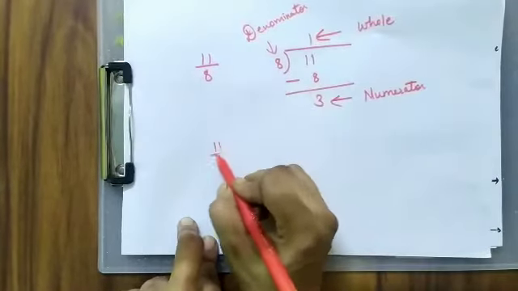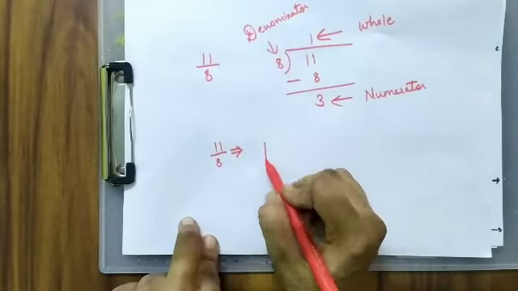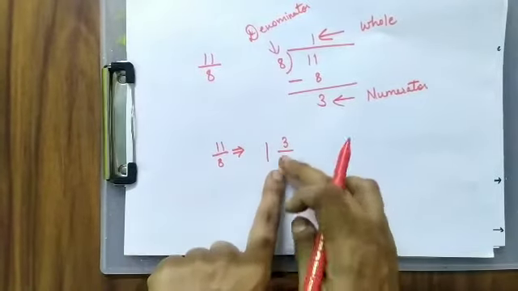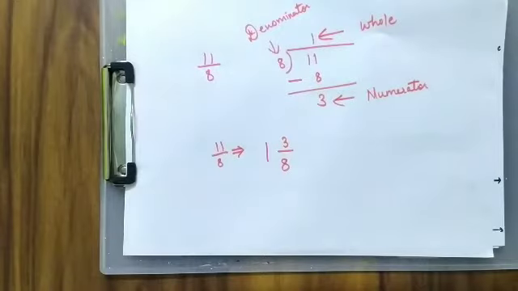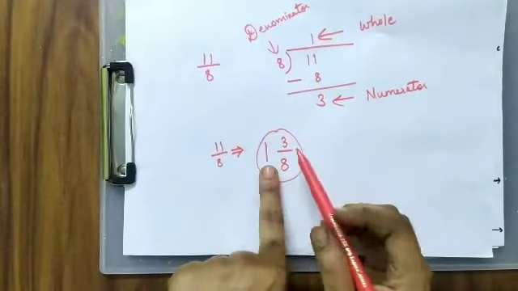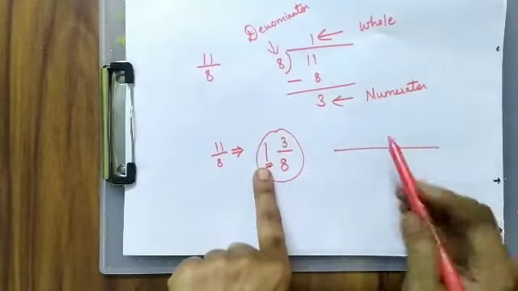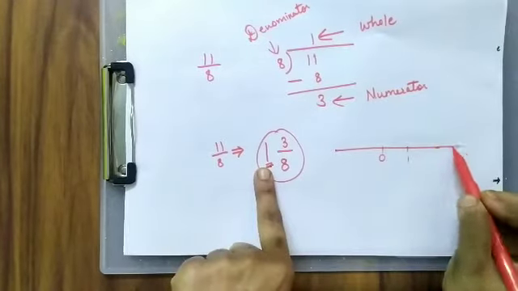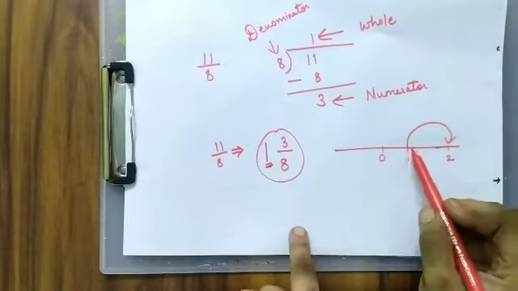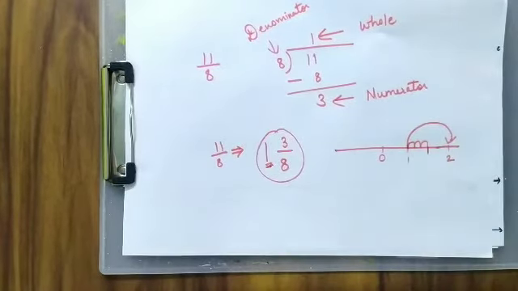So 11 by 8 can be written as 1 3 upon 8. Let's check. 1 into 8 is 8, 8 plus 3 is 11, which gives 11 upon 8. So from this we understand that 11 by 8 lies between, as this is the whole part, 1 and 2 on the number line. It will lie between 1 and 2. But where exactly? From 1, move 1, 2, 3 steps forward and you will get the number.